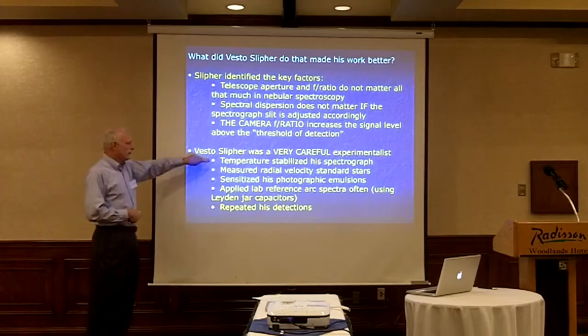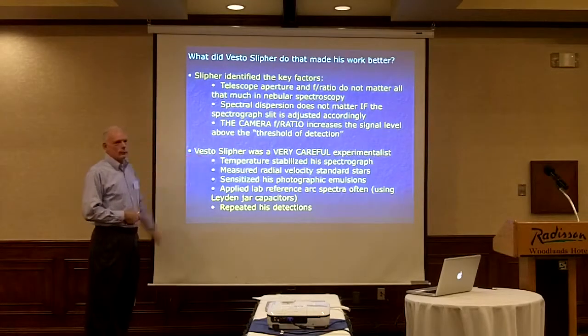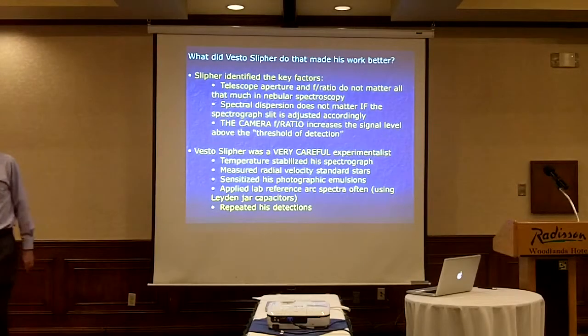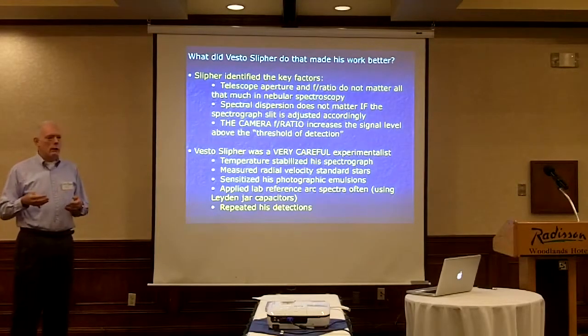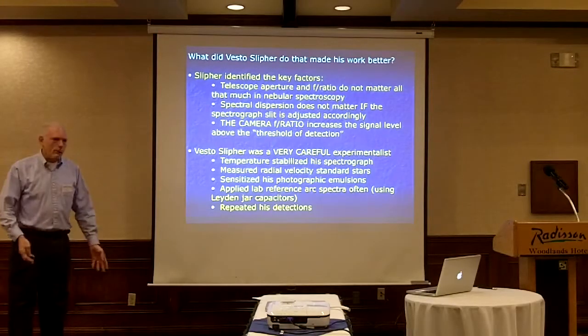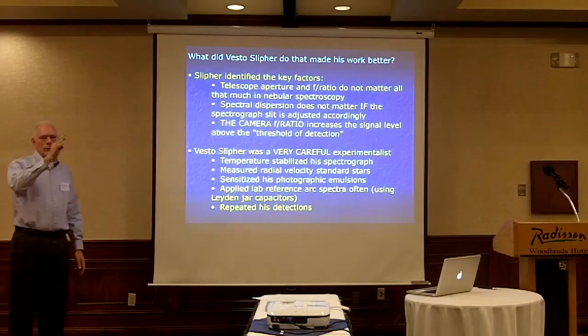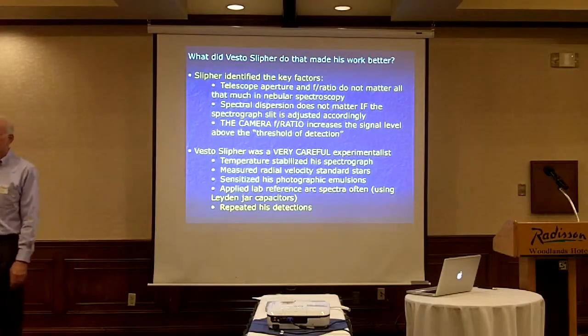The first thing Slipher did was temperature stabilize his spectrograph. That's exactly what people do in exoplanet work these days to get to meter per second accuracy. You temperature stabilize your spectrograph. The spectrograph sits out in the dome, and as the night goes along, the temperature drops, and the size of the spectrograph changes, and the position of the spectral lines in the focal plane shift.